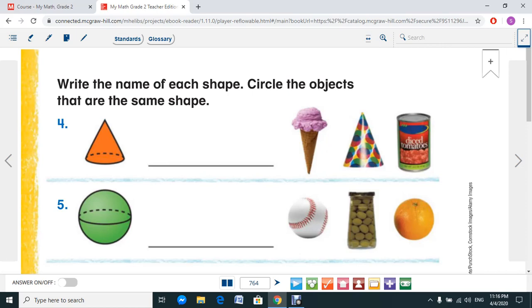If you want to do the video, just look for items in your house that look like those shapes, which are the three-dimensional shapes: sphere, cube, pyramid, cone, cylinder, or rectangular prism. Look for items that have the same shape as them and make a video for yourself talking about them.